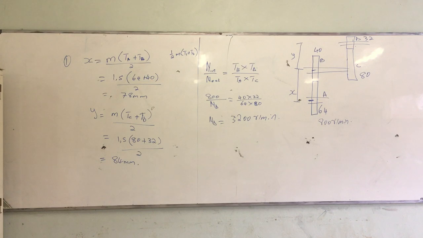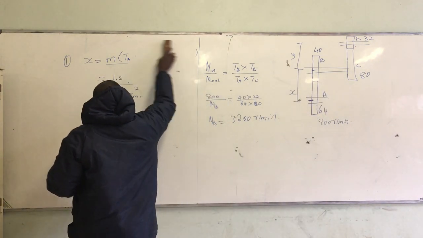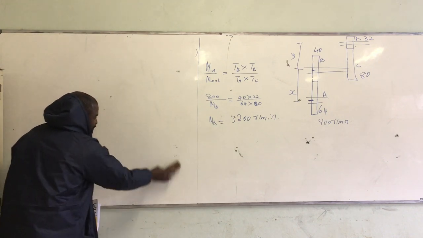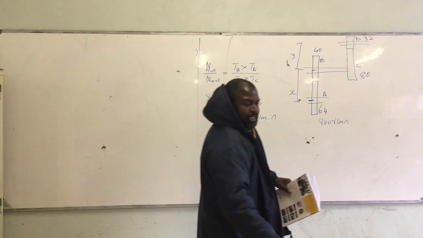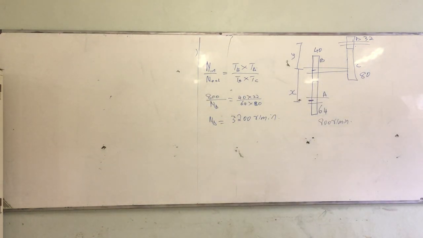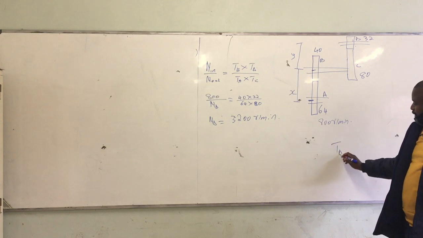So now, last question. Question 1.3, what does it want? The torque, of which shaft? The shaft with D, meaning the one with TD.